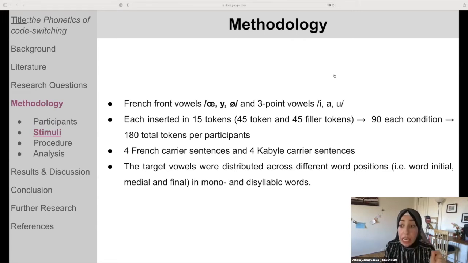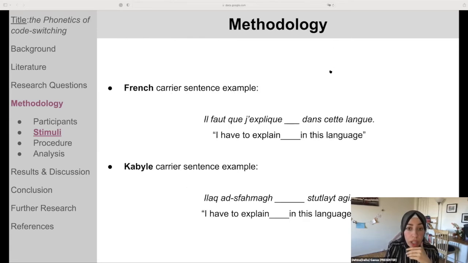Which gave us 90 tokens in each condition. Since we have two conditions, monolingual and bilingual, we got a total of 180 tokens per participant. We used four French carrier sentences and four Kabyle carrier sentences. All the vowels were distributed across different word positions: word initial, medial, and final. Here is what the carrier sentences looked like.